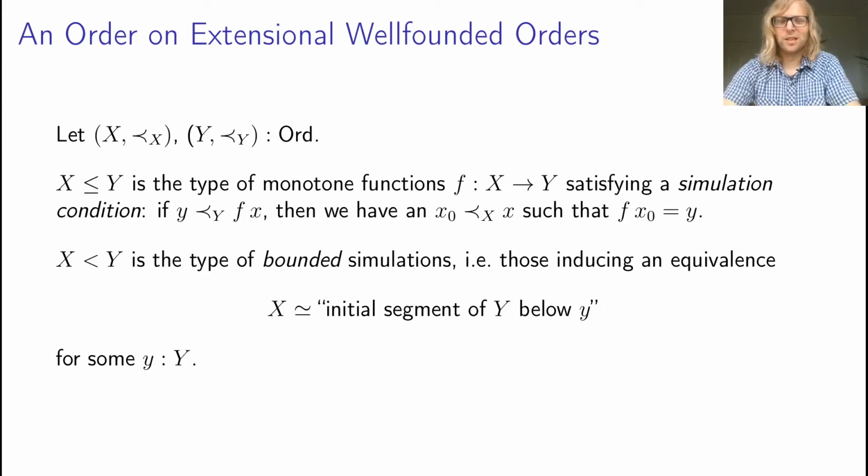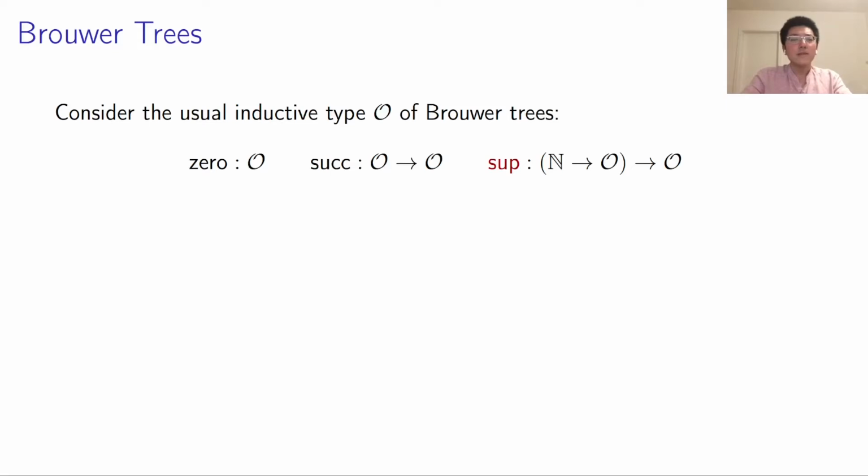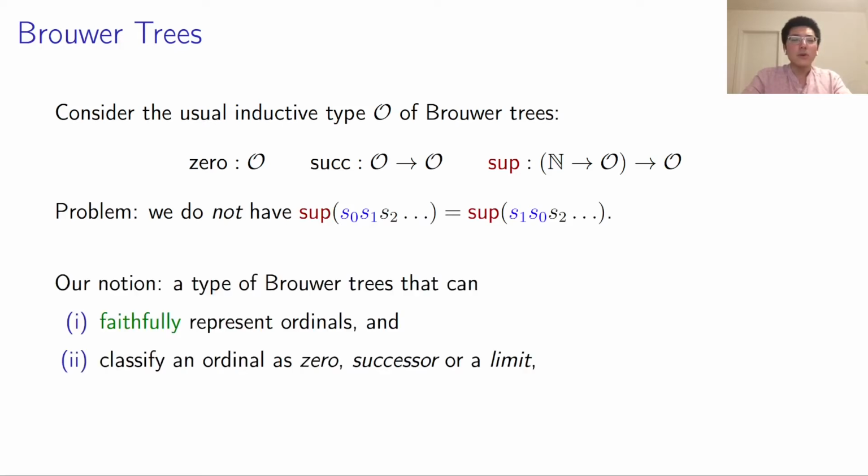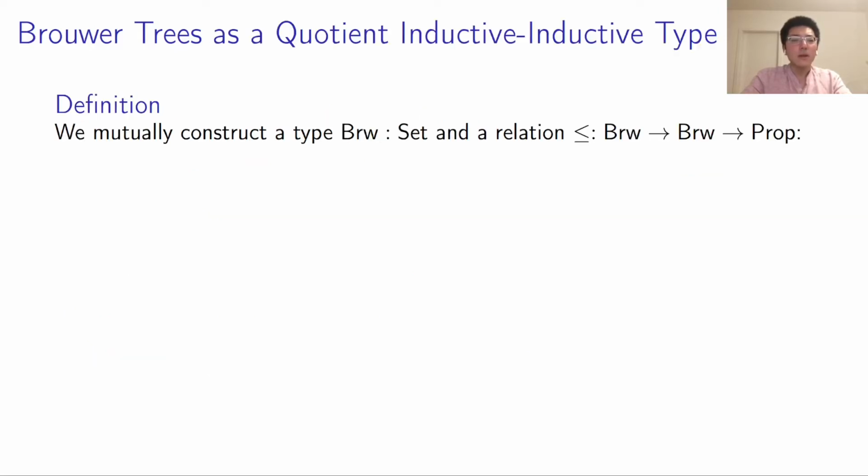In the usual inductive definition of Brouwer trees, there is a supremum constructor to form a new tree for every countable sequence of trees, but we cannot identify the trees that represent the same supremum. Our second notion of ordinal is a type of Brouwer trees that can faithfully represent ordinals and can classify an ordinal as zero, successor or limit. We define Brouwer trees as a quotient inductive-inductive type. Their order relation is defined simultaneously.